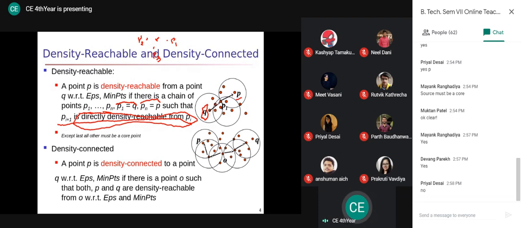So no matter whether P1, P2, P3 are in the boundary of T or outside the boundary of T, we cannot say that it's directly density reachable. Why? Because T itself is not a core point. So these two conditions must hold. The first condition is T must be a core point. The second condition, these points must be within the territory of this T.